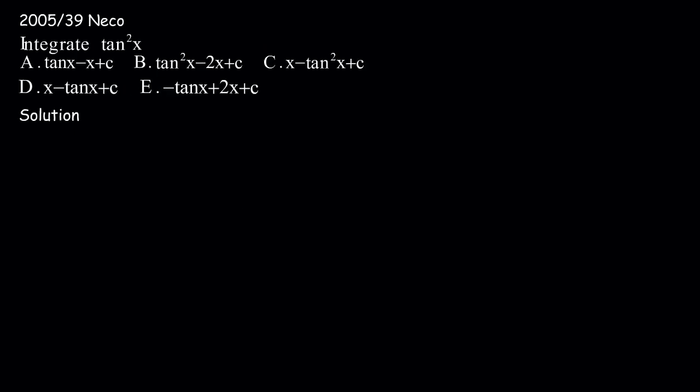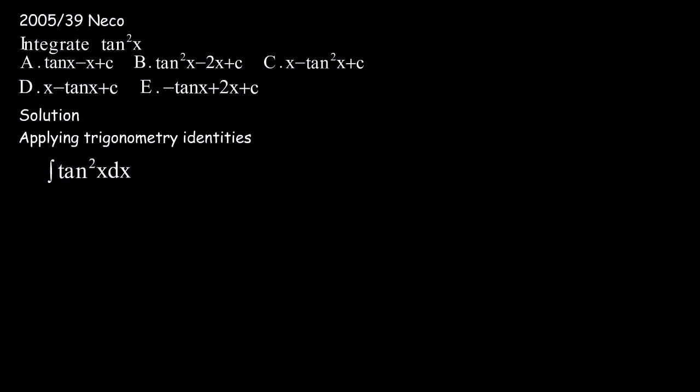Our next question is from Neko, and it states: integrate tan square s, and we are given the options. Now, from our table, we are not given the integral of tan square s, so we are going to use a trigonometric identity to simplify tan square s to a form in which we can integrate it. And remember, from our trigonometric identities, tan square s is equal to sec square s minus 1. So we'll be splitting tan square s equals sec square s minus 1.